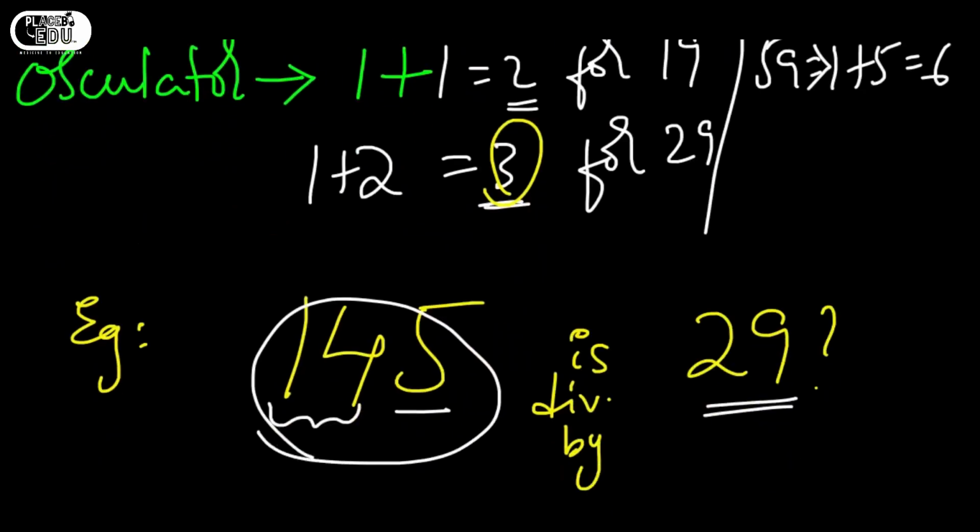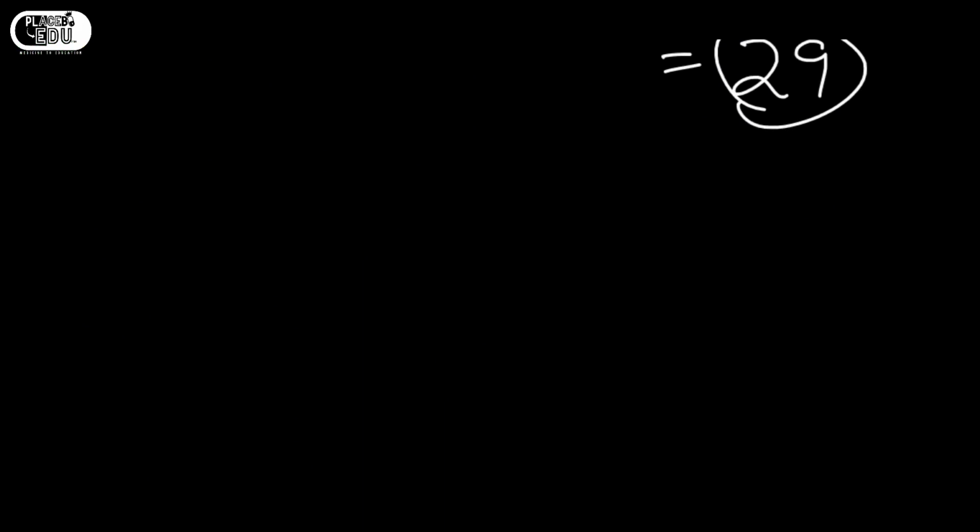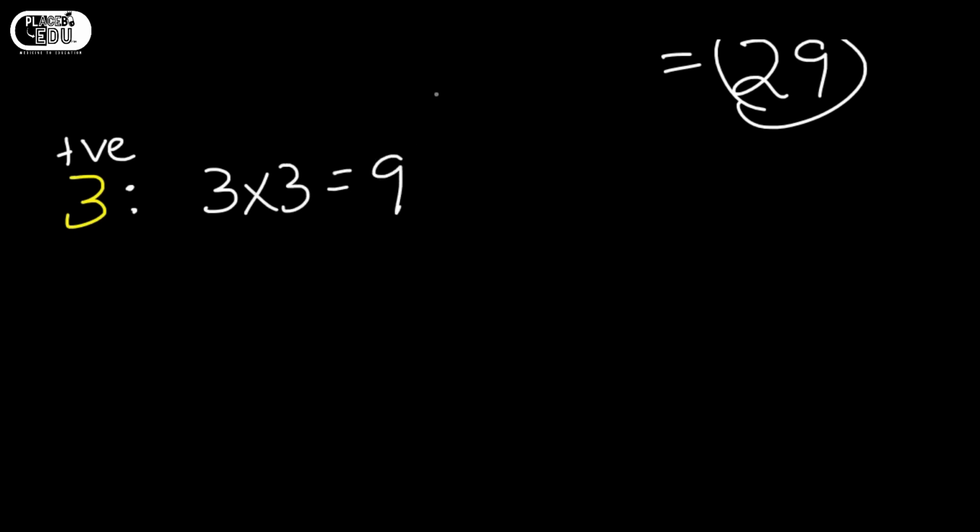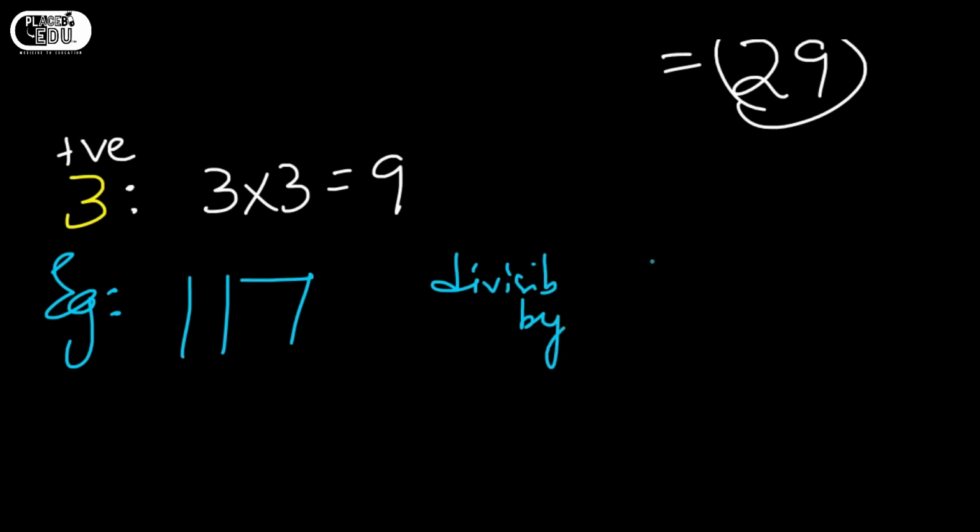Next, coming to the oscillator for numbers ending with 3. You have to observe that this is also a positive oscillator. So for 3, what we do is change it into 9. The number ending with 3 should be multiplied by 3 such that you get the last digit as 9, and we follow the same rule of 9. For example, consider 117. Is 117 divisible by 13?